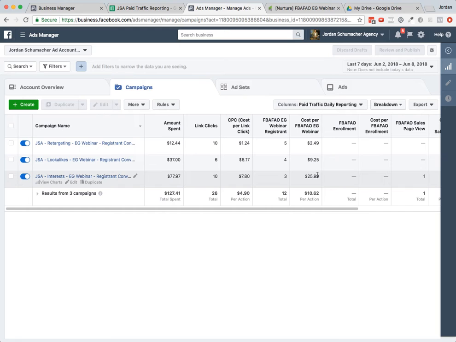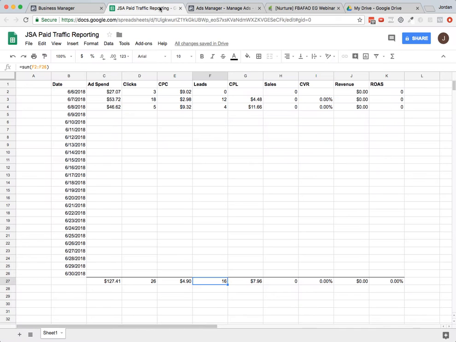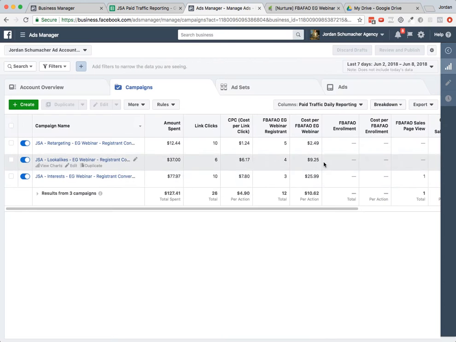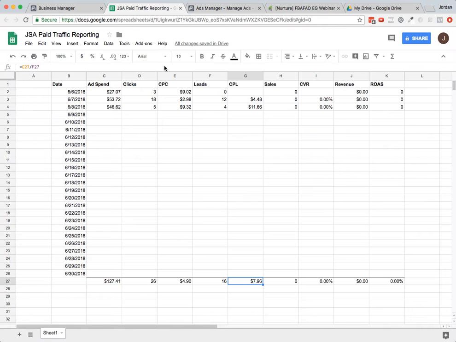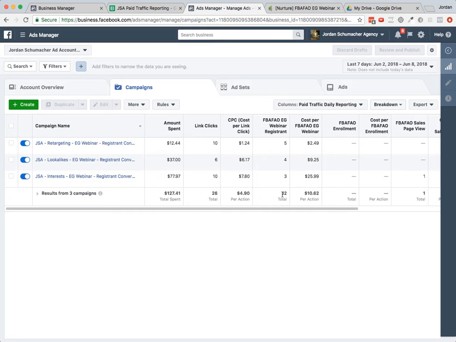Before I do, you'll probably notice that my leads and cost per lead here are different than here. This is because I know that this data is 100% accurate because it's from my backend. I know that this number of leads is 100% accurate because I pulled it out of my CRM. This data will never be as accurate as your CRM, but it's going to be directionally accurate, which means maybe Facebook's over-reporting, maybe it's under-reporting, but it's likely over-reporting and under-reporting by the same amount throughout each campaign.